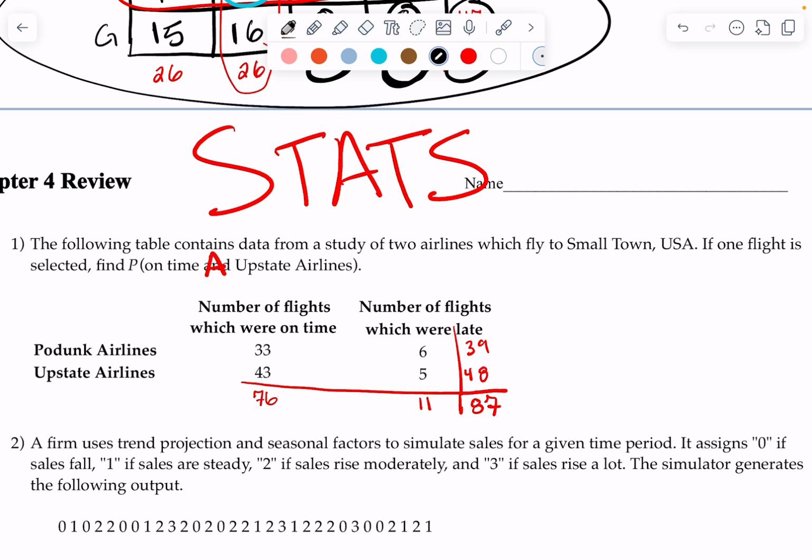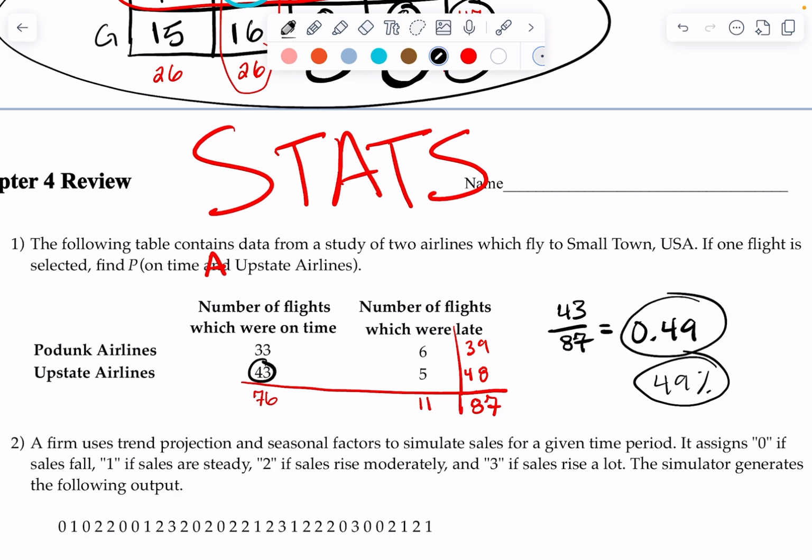On time and Upstate Airlines. All right, so on time is these two, and Upstate Airlines is this one. So only 43 are both on time, which is this category, and Upstate. The and is where they overlap. This is the only section. This one's only on time, but not also Upstate Airlines. I hope that makes sense. 43 out of 87. I don't know if that reduces, but let's divide. 43 divided by 87. And that is 0.49 whatever, or 49%. However you want to write that. Any of those will work.